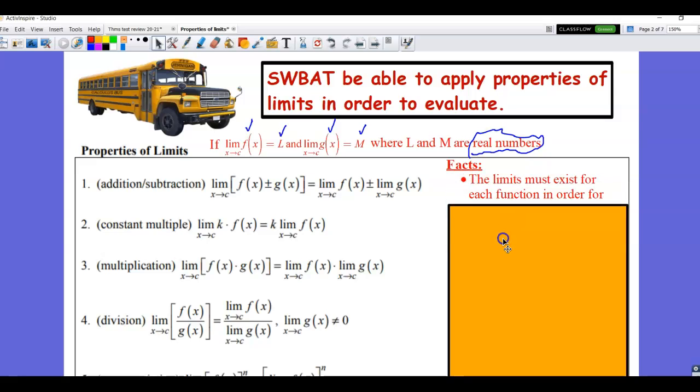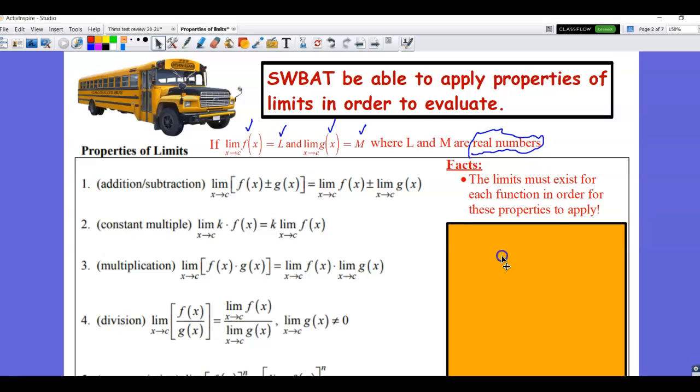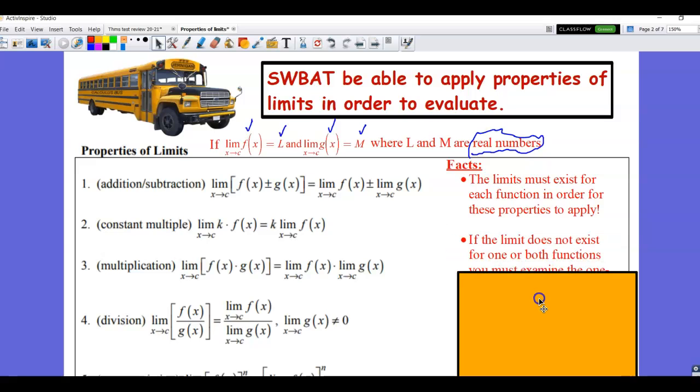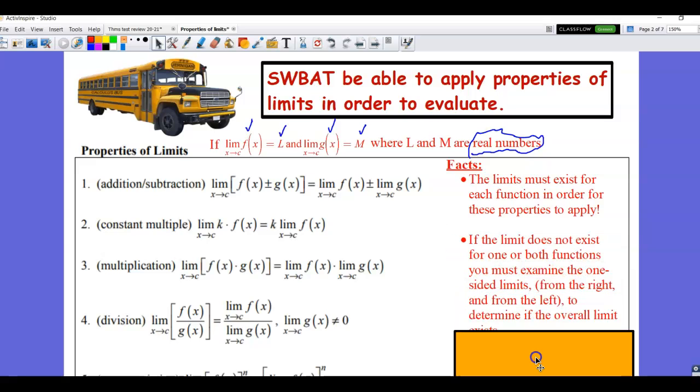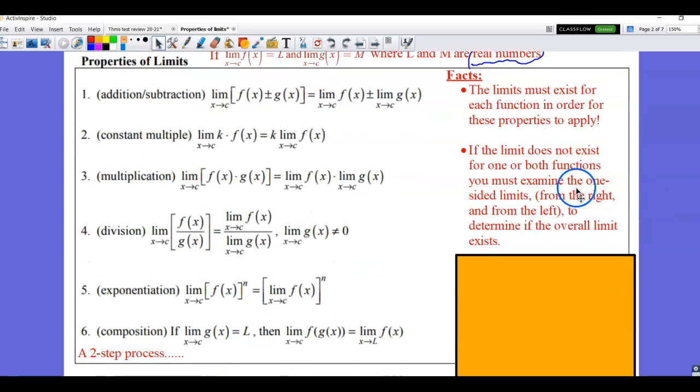Fact number 1, the limits, as I just said, must exist for each function in order for these properties to apply. That's what I said, and you'll see that as we do some of the examples. The second fact is that if the limit does not exist for one or both functions at the particular value of x that's being given, you must examine the one-sided limits, meaning you have to examine, just like we did before when we were learning about limits, the limit from the right and the limit from the left to determine if the overall limit exists.